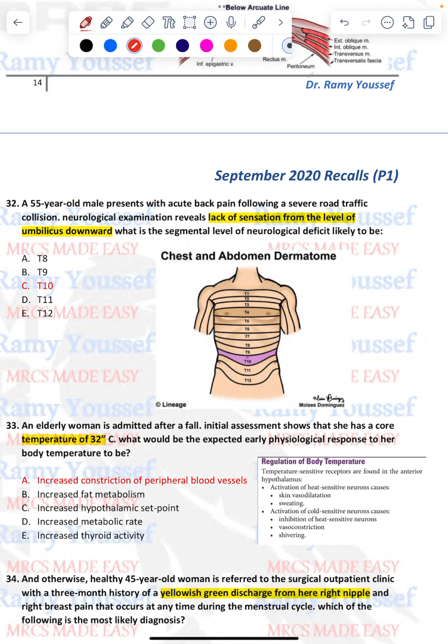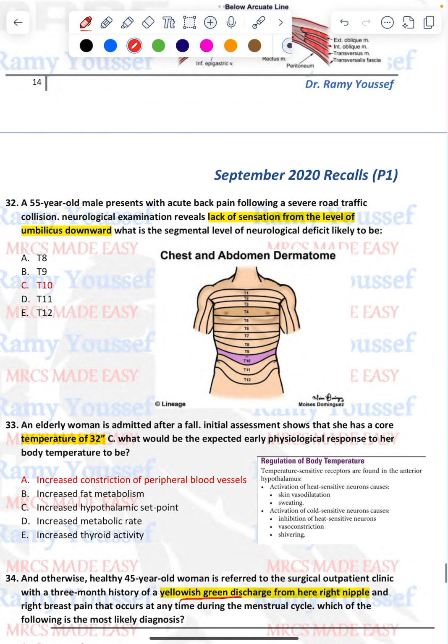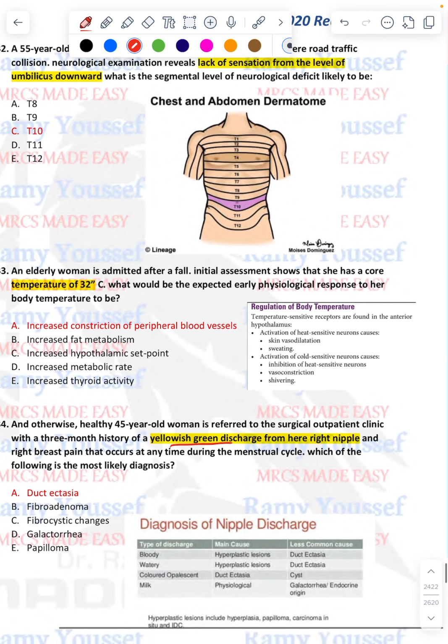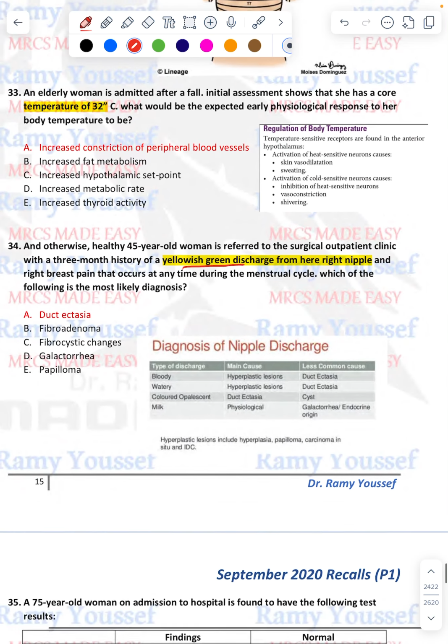An otherwise healthy 45-year-old woman is referred to the surgical outpatient clinic with a 3-month history of yellowish-green discharge from the nipple and right breast pain at times. What is the most likely diagnosis? For discharge from the nipple, bloody suggests papilloma, and creamy yellowish suggests duct ectasia, so all these will be ectasia.